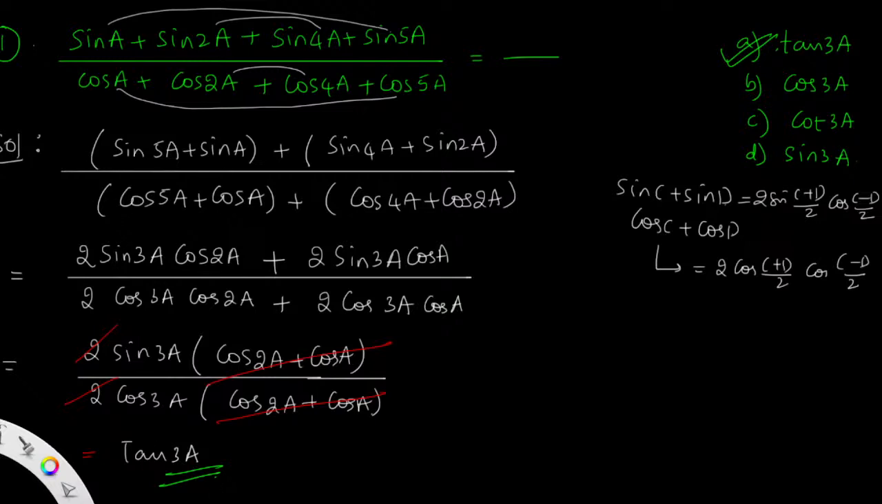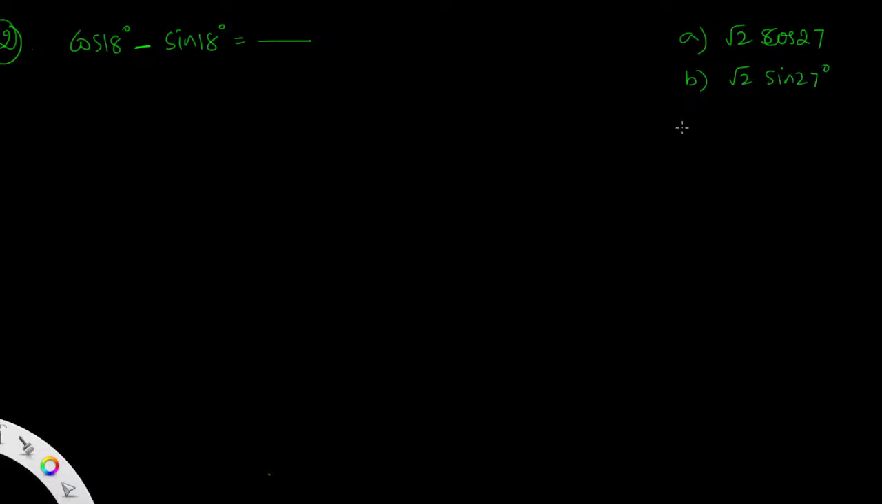Same concept based question, Nana. I'll write the next question: find the value of cos 18 minus sin 18 equal to dash. The options are given as: root 2 cos 27, the second option is root 2 sin 27, the third option is root 2 tan 27, and the fourth option is root 2 cot 27.